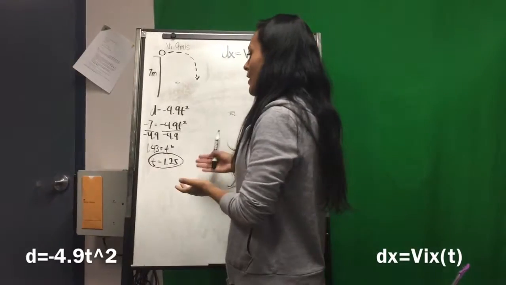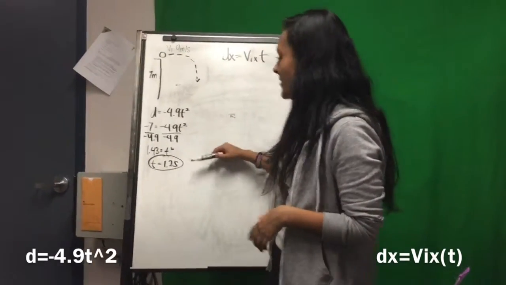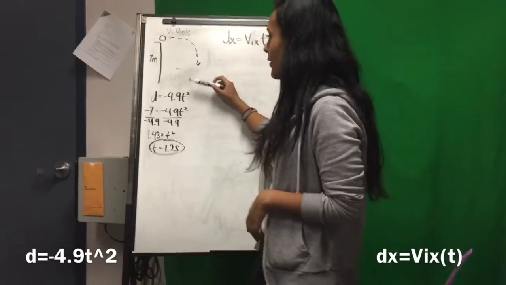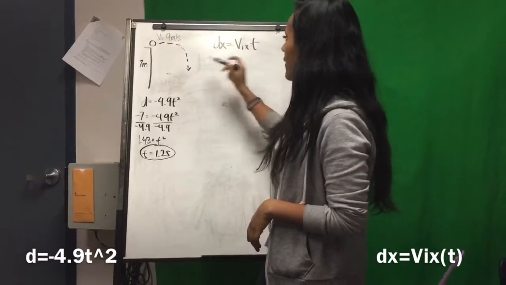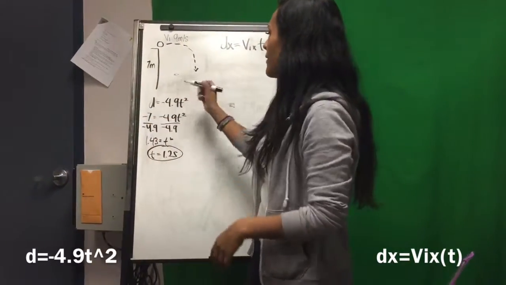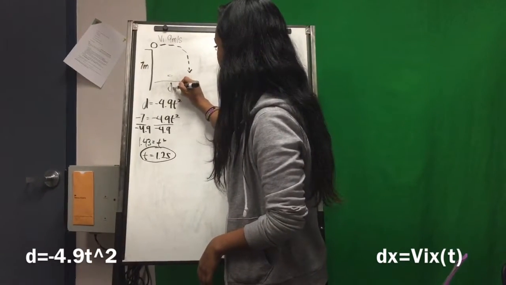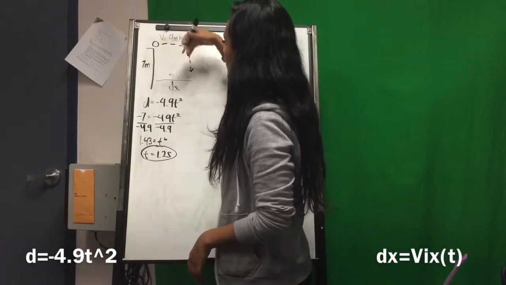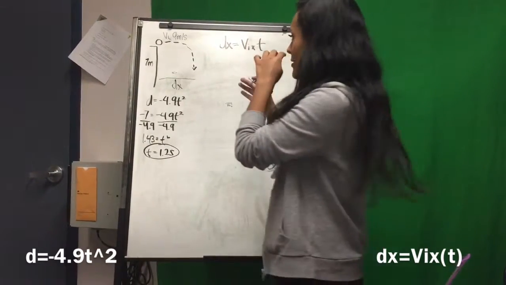So this is another example, and I already took the time to find the time, which is 1.2 seconds. I used a free fall formula for that because the height is 7 meters. And since the object is now being thrown with a horizontal motion, this now has x components. So this would be dx, and this velocity up here would be the vix, the initial velocity of x.